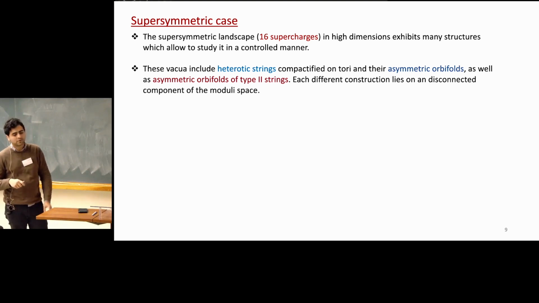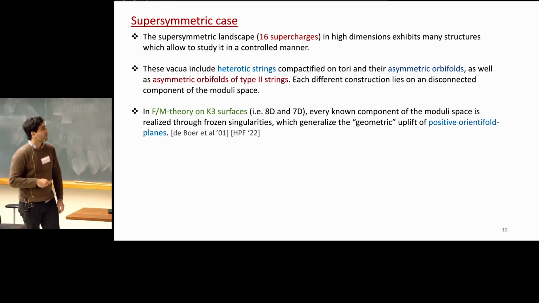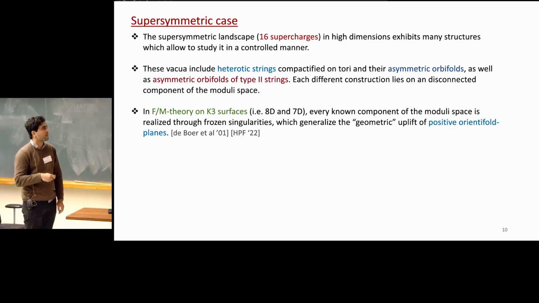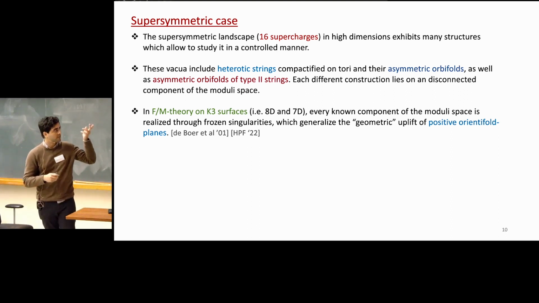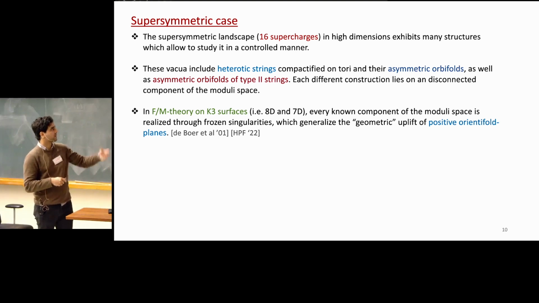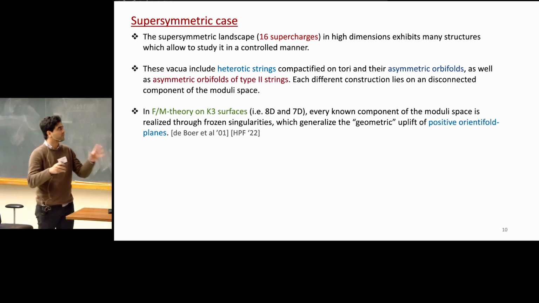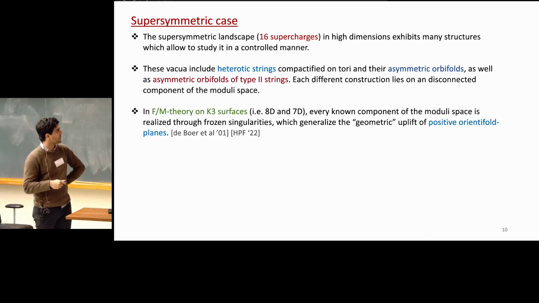And each one of those constructions will lie in a disconnected component of the moduli space that is characterized by the rank of the gauge symmetry. Now, if you go to a dual frame in 7 dimensions and 8 dimensions, like you take M-theory and put it on a K3 surface, then every component of the moduli space is captured by freezing singularities. So you can freeze singularities on the K3, and you get everything that we know. And these frozen singularities, there was a bit of an explanation before what they are, but you can think of them as generalizations of orientifold planes with positive charge.